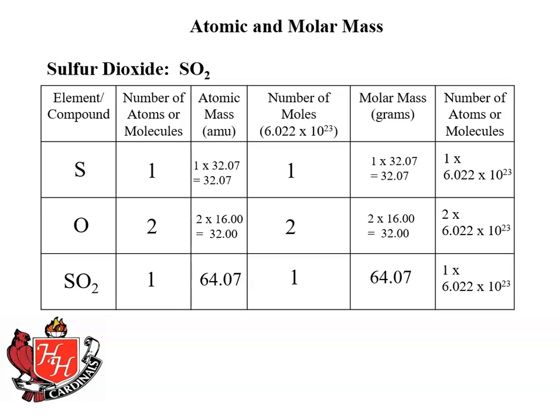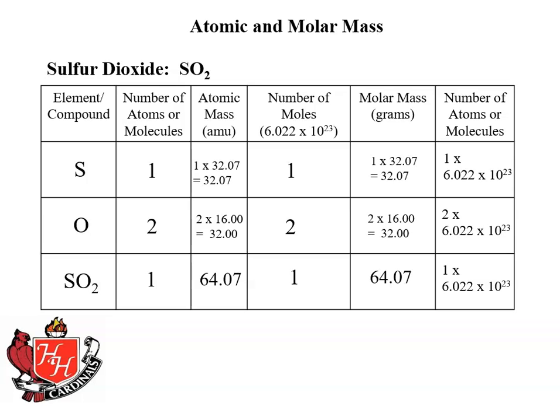What about if I wanted to know how many grams of oxygen I needed to make 2 moles of sulfur dioxide? Well, if I want 2 moles, then I have to go up to the grams of oxygen, which is 32. That's how much it takes to make 1 mole, and I have to multiply that by 2. So 2 times 32 is 64. So to make 2 moles of sulfur dioxide, I would need 64 grams of oxygen.